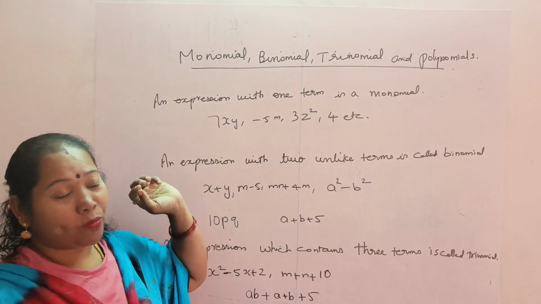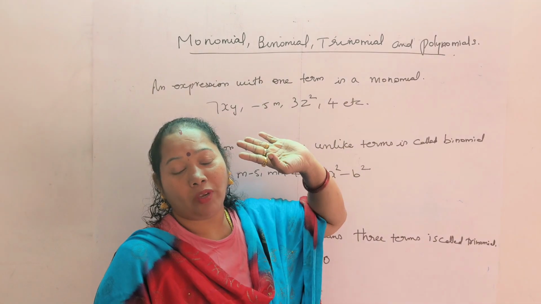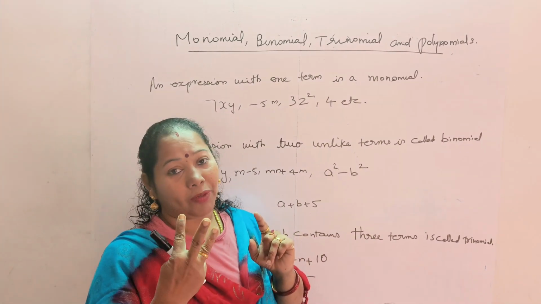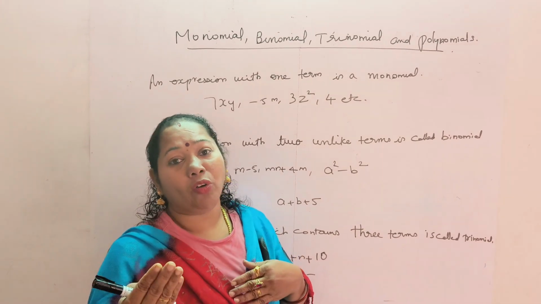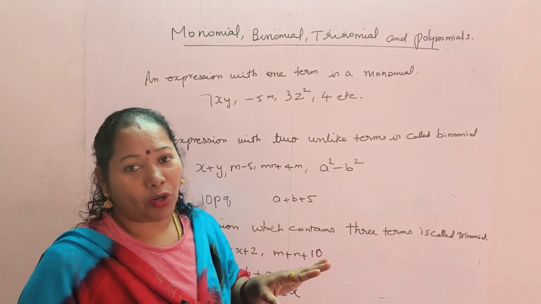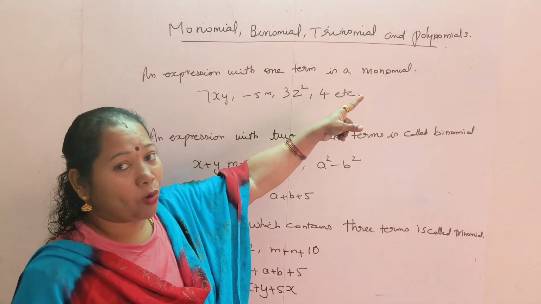So today we are going to learn about monomials, binomials, trinomials, polynomials. Let us see what is monomial, binomial, trinomial, etc. So what is monomial? An expression with one term is called a monomial. Mono means one, bi means two, tri means three, and more than three, that is polynomial. The quadratic etc. is there, but we will generally name it as polynomial. So if there is only one term, it is called monomial.